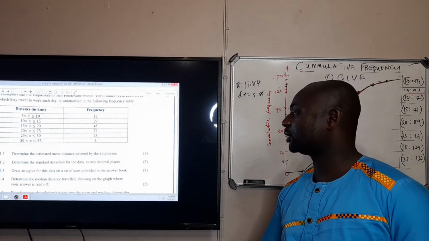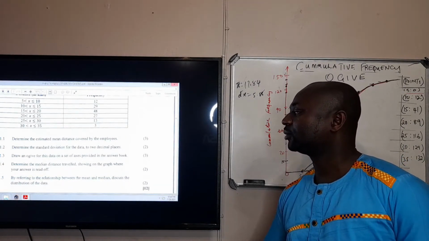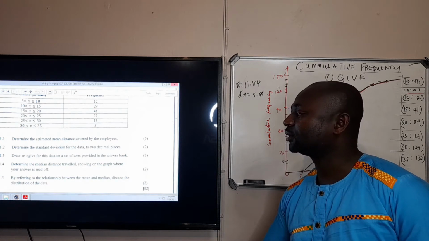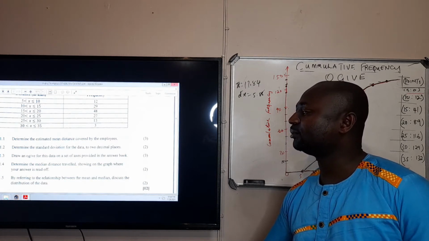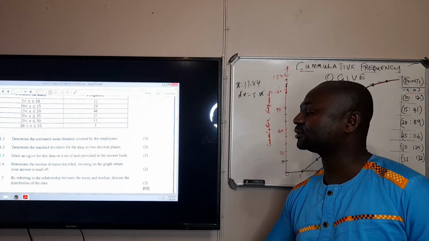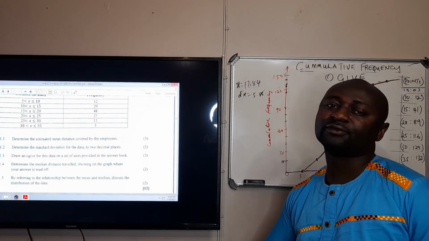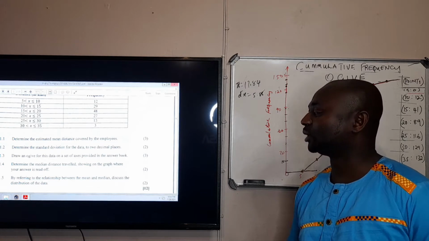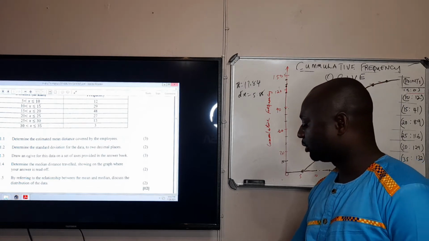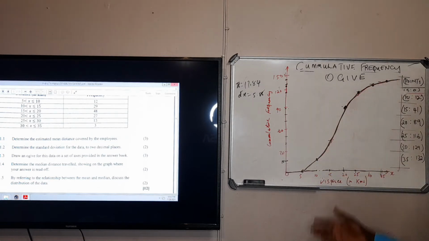A lot of questions they can ask you from the cumulative frequency curve. Now they are saying determine the median distance traveled, showing on the graph where your answer is read off. So you are going to determine the median using the graph paper. Our cumulative frequency ended at 132.